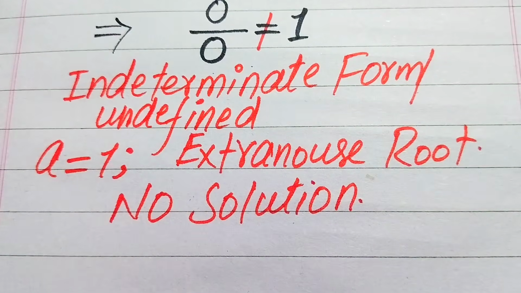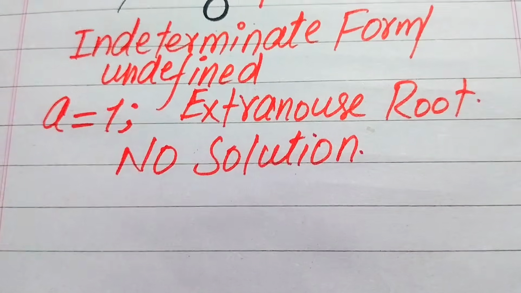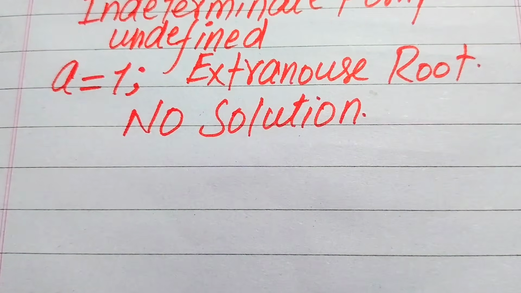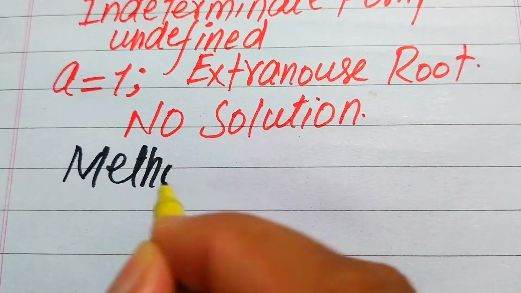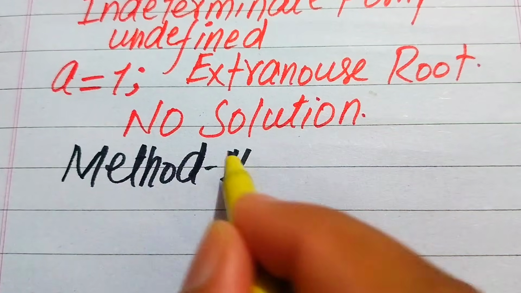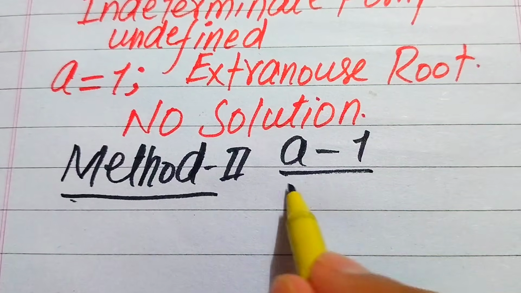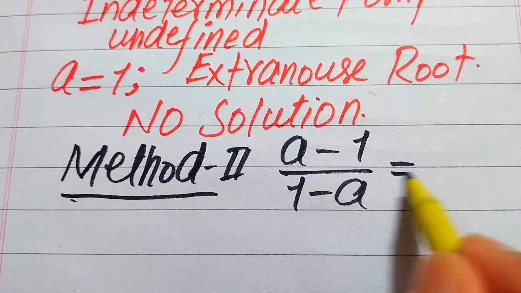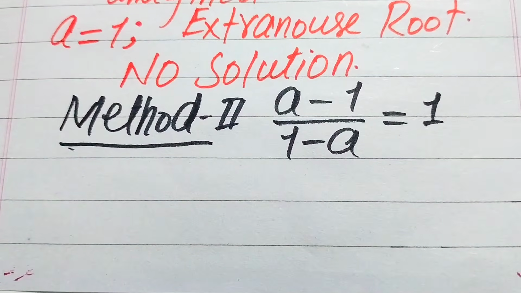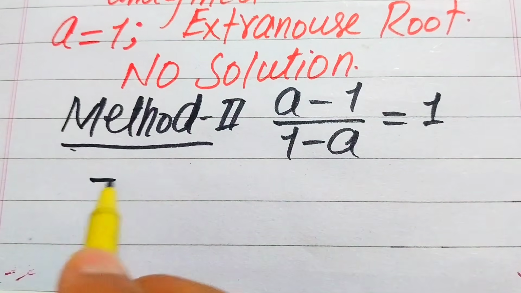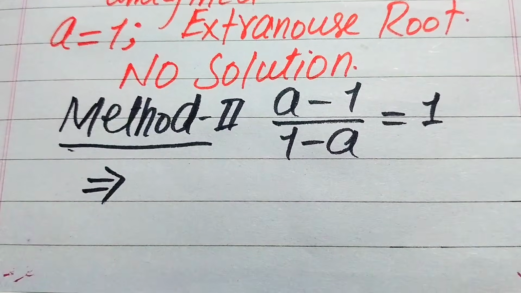And now we again solve this problem by the second method. For the second method, we need to copy down the given question statement here. The given question statement is (a minus 1) divided by (1 minus a) is equal to 1. Here our second method is the very straightforward or quick method.